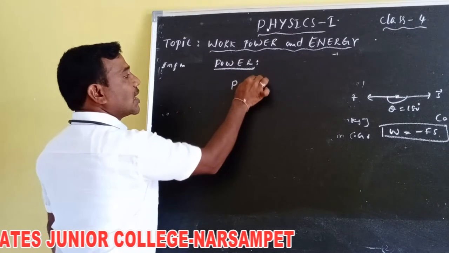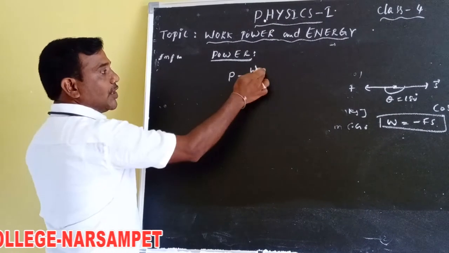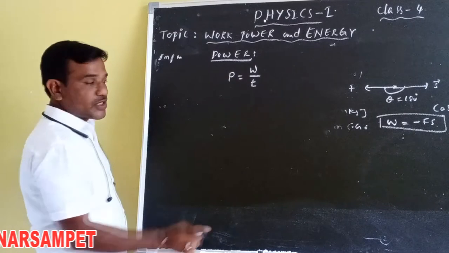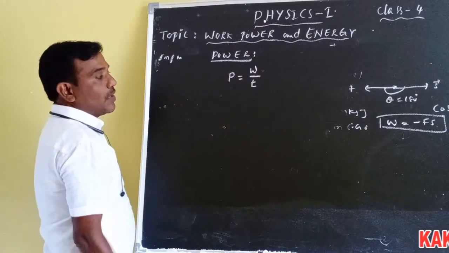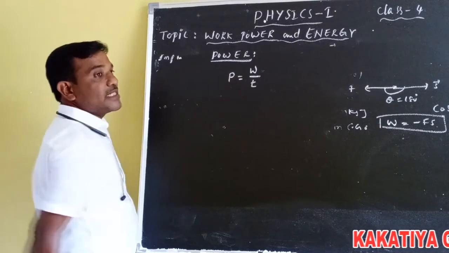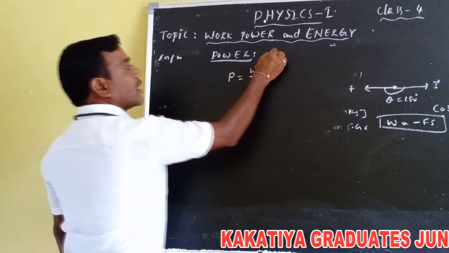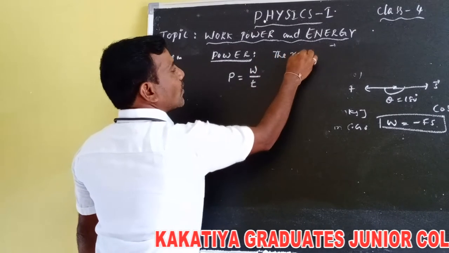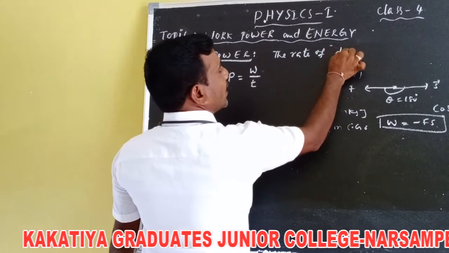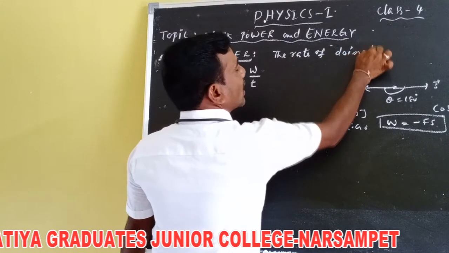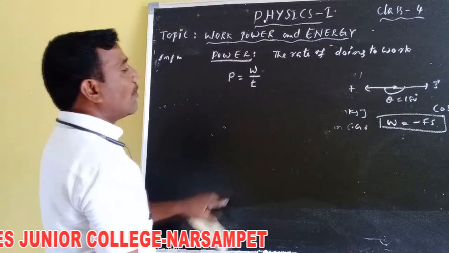P is equal to W by T. The rate of doing work is called power. Already we know that in the denominator T, it is known as rate of. The rate of doing work is called power. Okay, right?